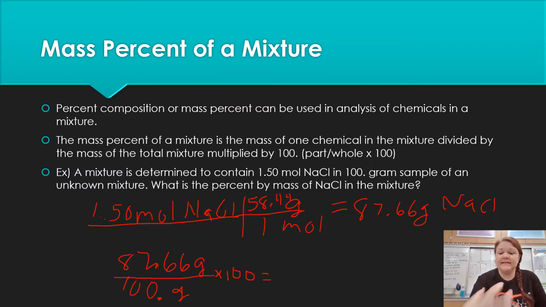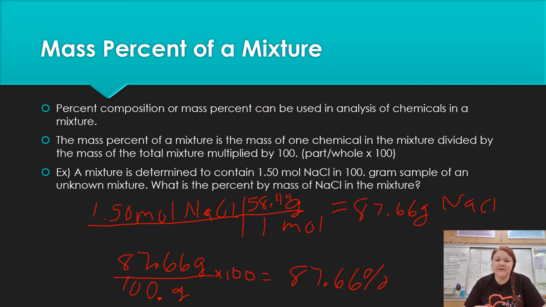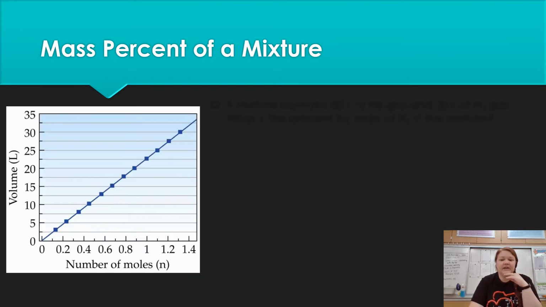Because this is a 100-gram sample, 87.66% of it is sodium chloride. Now, if that was a 150-gram sample, we'd do 87.66 divided by 150 times 100. If it was a 20-gram sample, well, it can't be 20. It would have to be at least 87.66 or bigger. So we divide by whatever the total mass of the mixture is. If we had the same kind of consistent mixture, 87.66% of it would be sodium chloride every time.